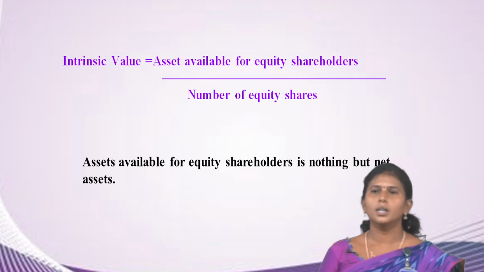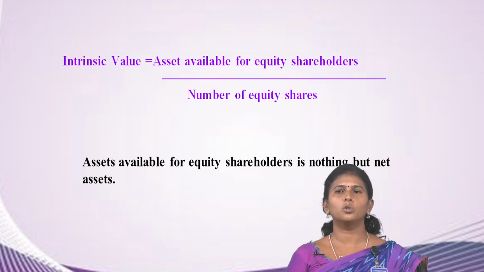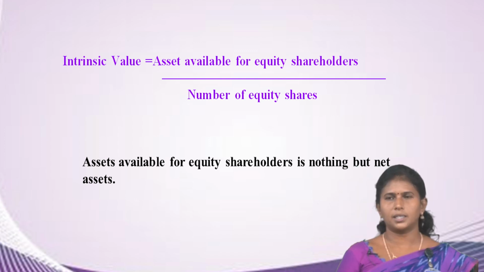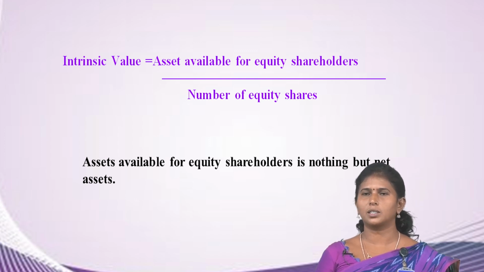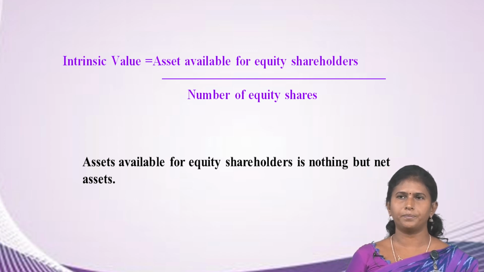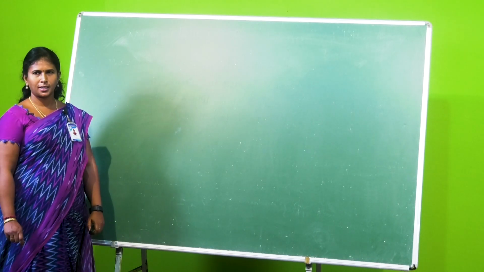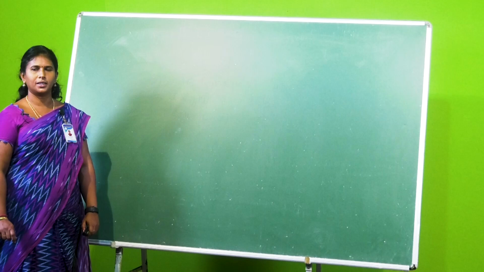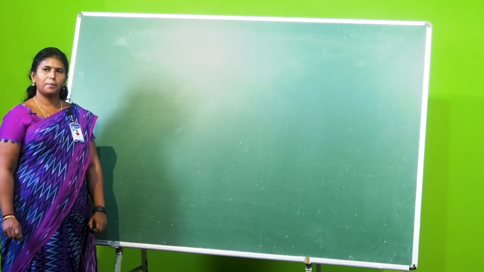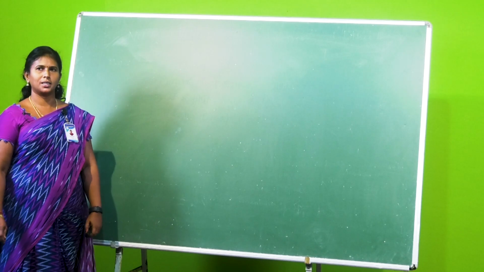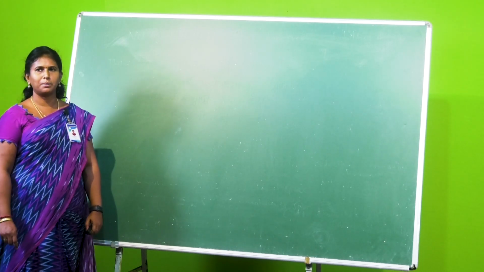So let us work out a very simple problem according to the two methods of purchase consideration, that is, the net asset method and the intrinsic value method. Okay, so let's see the problem. Let us see the calculation of purchase consideration under the net asset method. So first see the problem. The following is the balance sheet of X Limited.